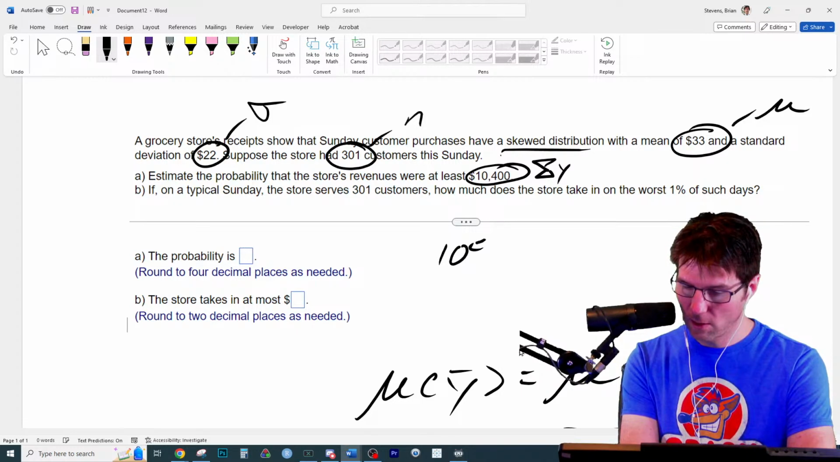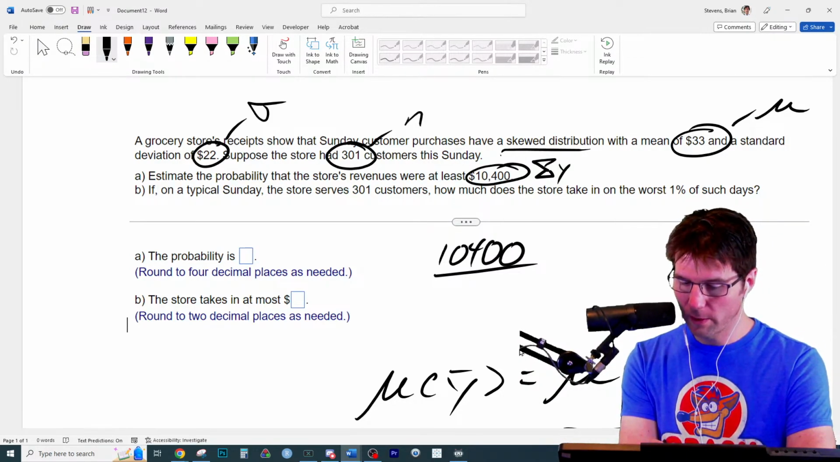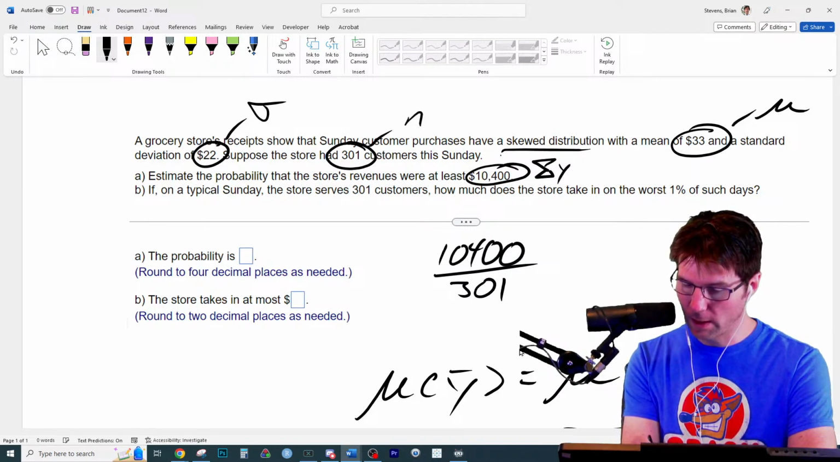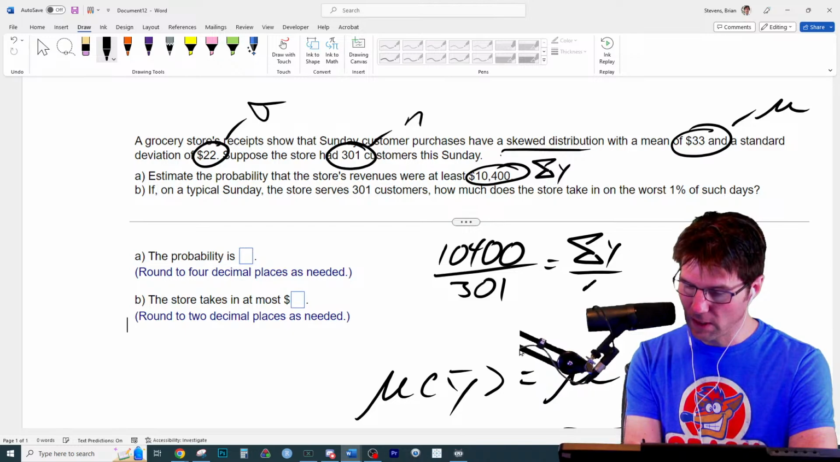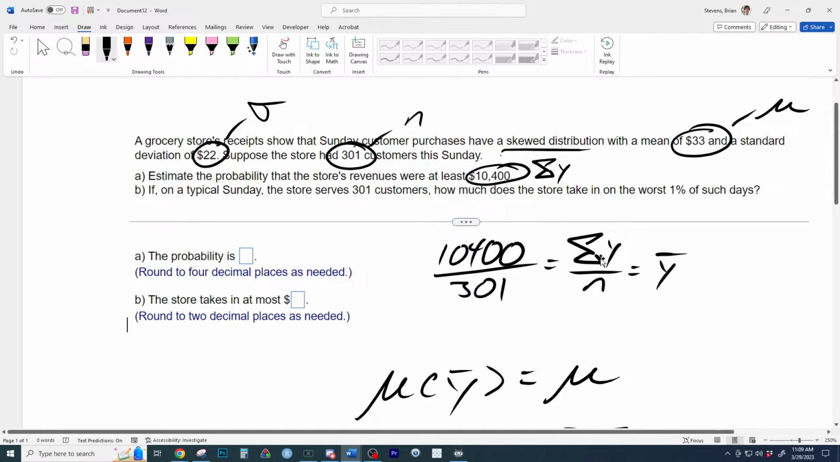So if 10,400 is the sum, how could we figure out the average we would need from 301 customers? Well, we could take and divide this by 301, because the sum of all the y's over the sample size is equal to the mean. So the mean of the y variable. And this is the sum of all the y observations. Estimate the probability the storage revenue is at least this, and that is the sum of all the observations.